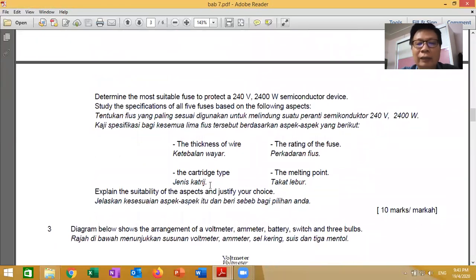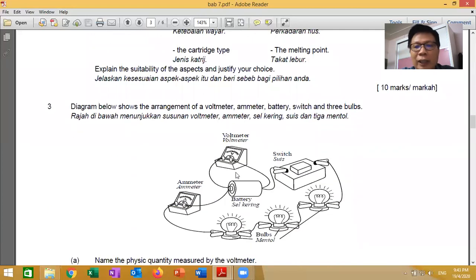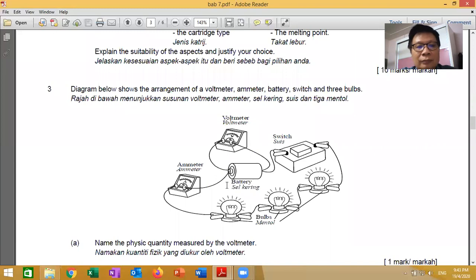Okay, so this one is done already. Let's look at question number 3 now. Also electric, the whole chapter here is regarding electric. The format of this question is more or less like this one. The diagram shows the arrangement of a meter. This is the meter, the ammeter is here, and the battery. There is a switch and three bulbs, 1, 2, 3. Now this one is connected in series.